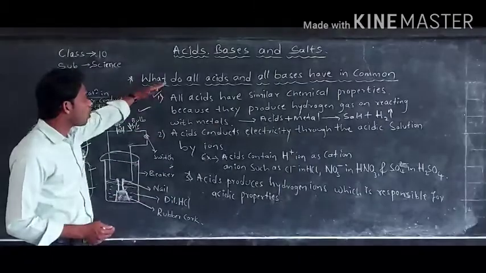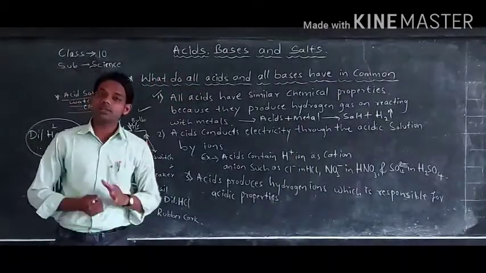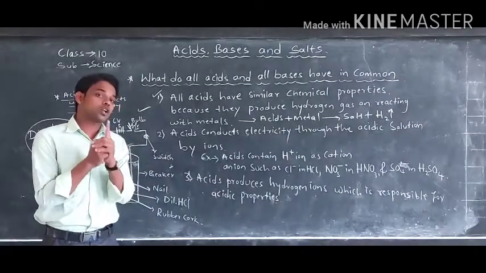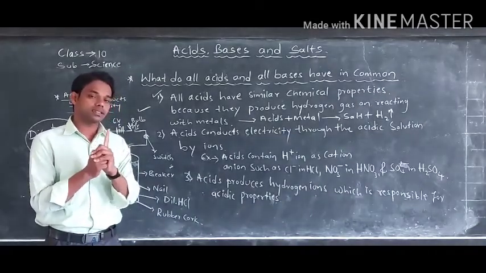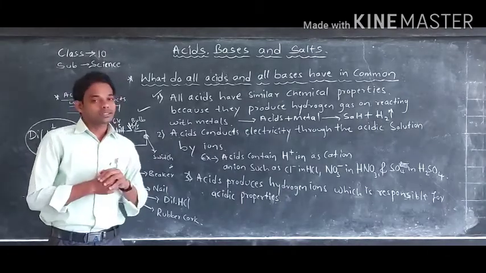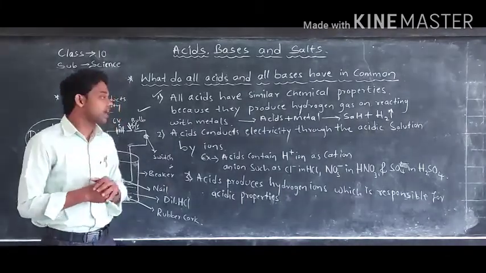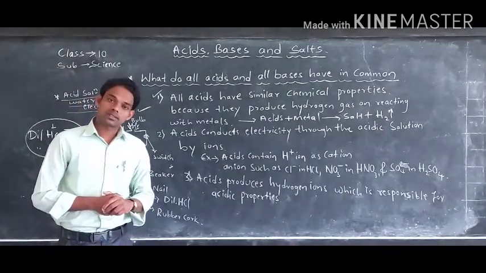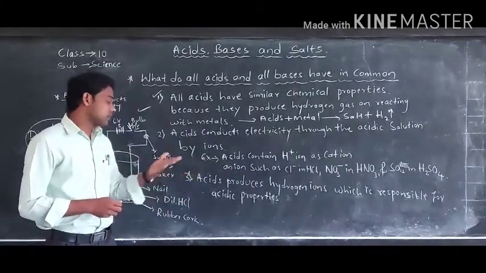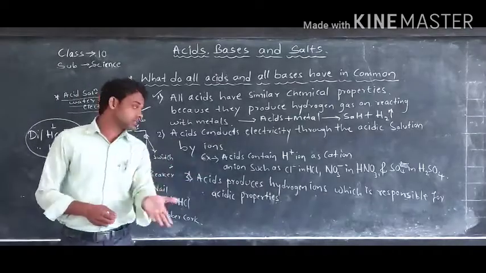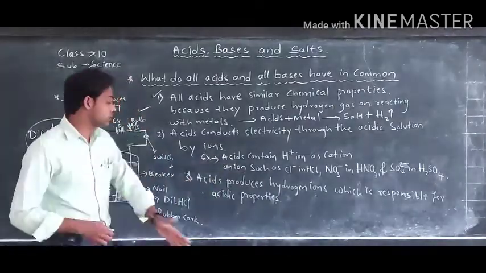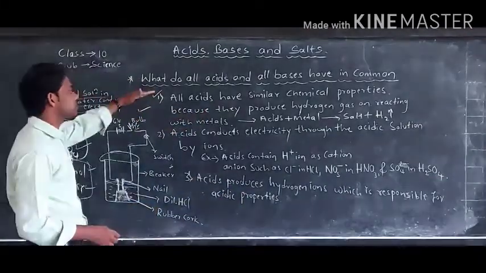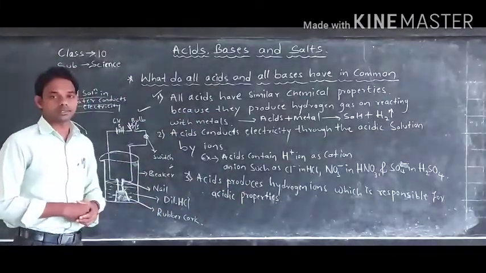This is what all acids have in common. They produce hydrogen when they react with metal. This is the first common property. Second, all acids conduct electricity in acidic solution by ions. And third, acids produce hydrogen ions, which are responsible for their acidic properties. These are the common properties of all acids.